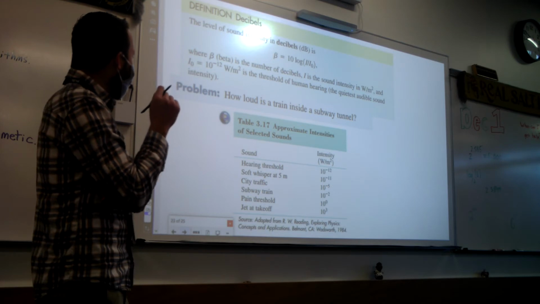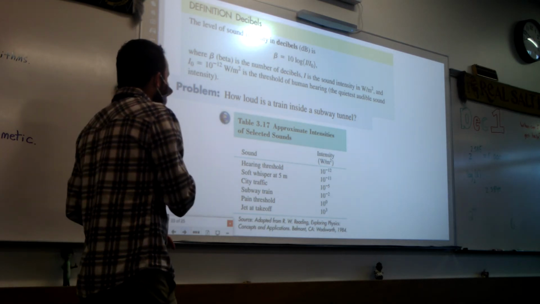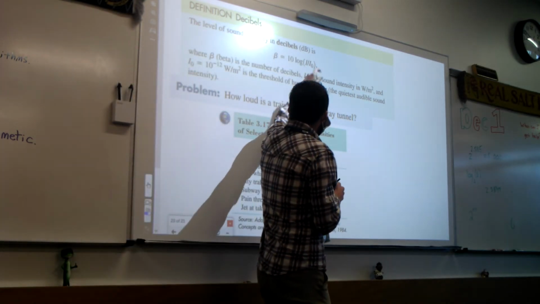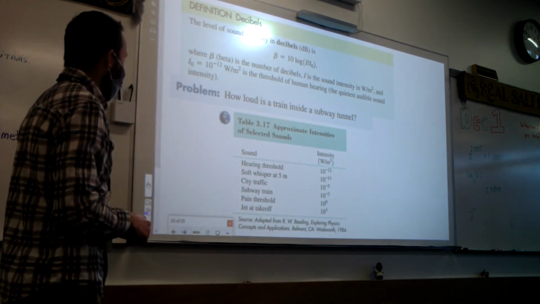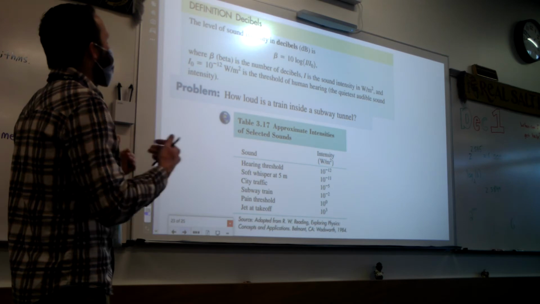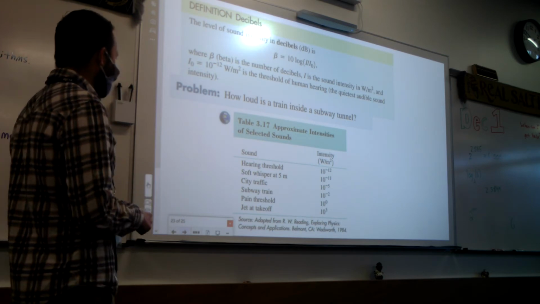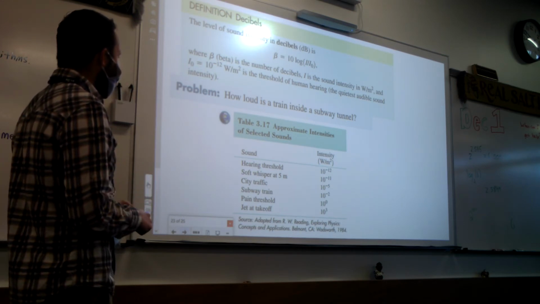So what they do is they're going to take I, which is going to be the sound intensity, and they divide it by I sub 0, which is 10 to the negative 12. And then they do use logarithms, and basically that helps you figure out how loud something is in decibels, okay?